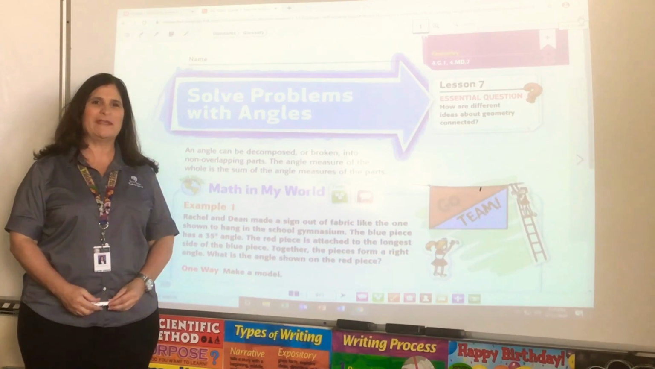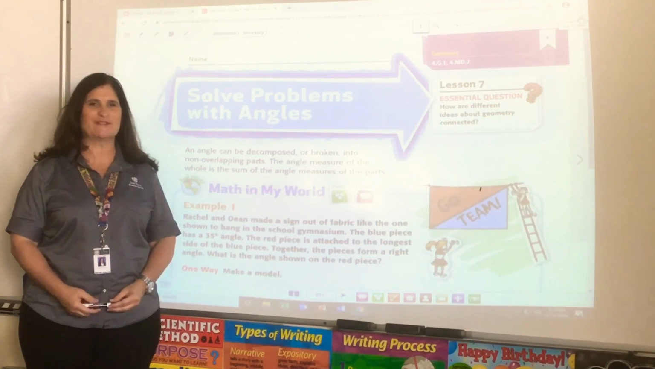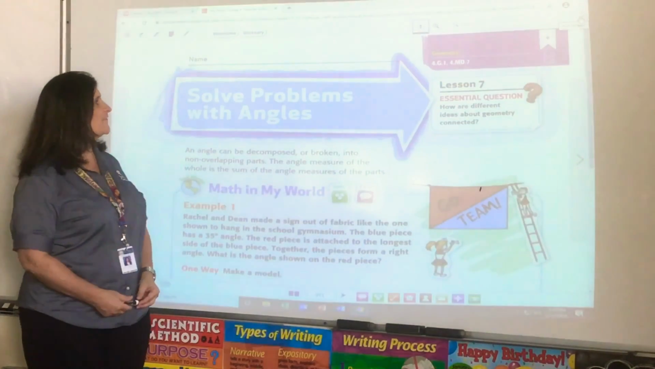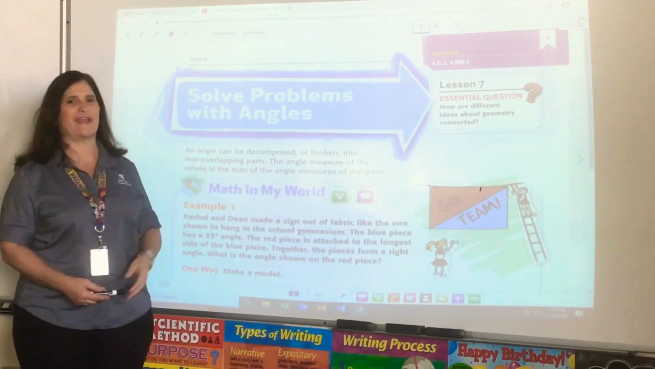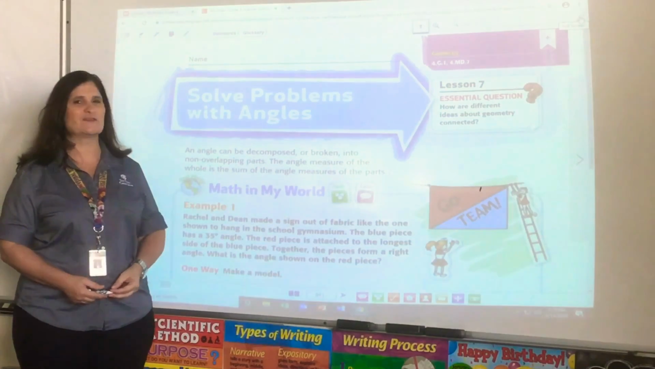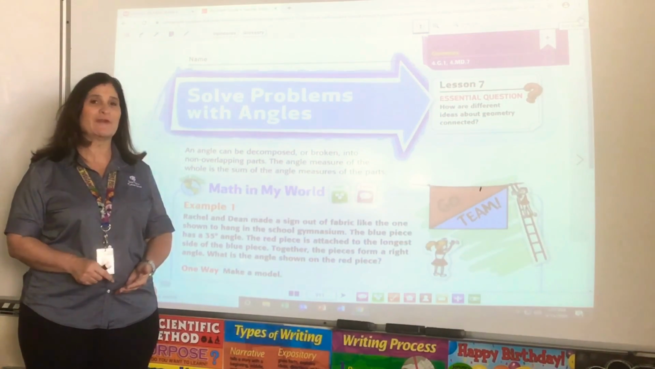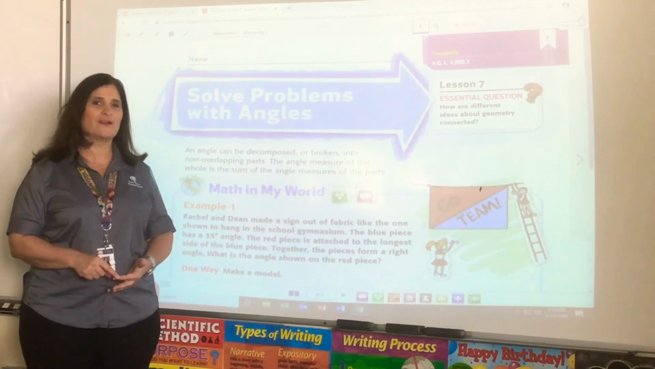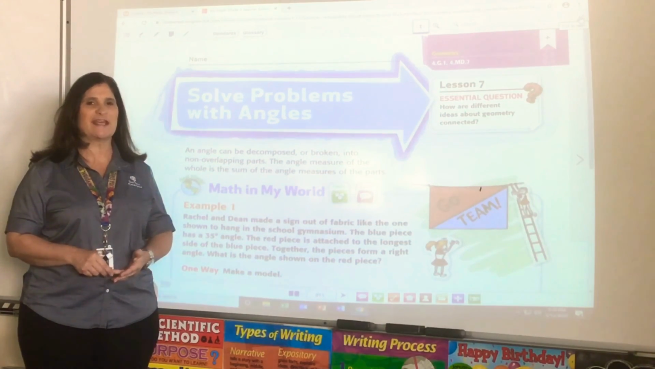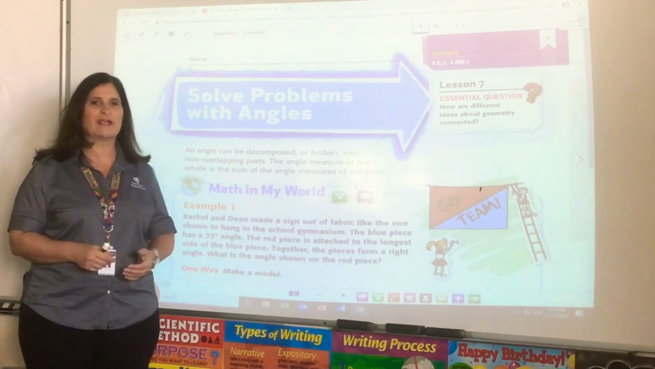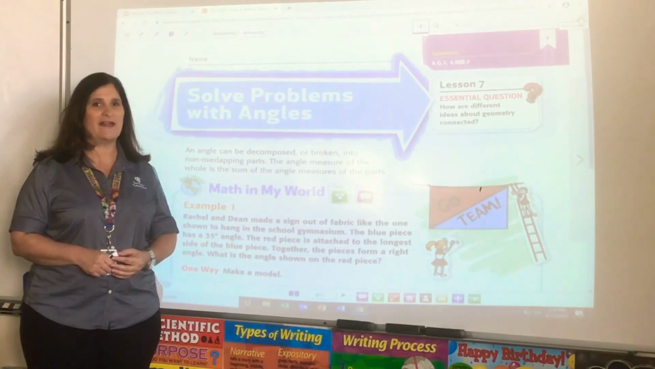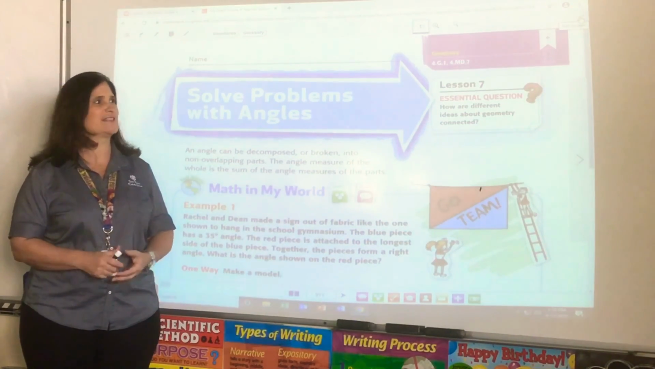And today we will be continuing geometry in chapter 14. And today's lesson specifically is how to solve problems with angles. This is where you're going to need to remember what defines a right angle, an acute angle, and an obtuse angle, and you're also going to have to bring into play some basic math for addition and subtraction with this lesson.